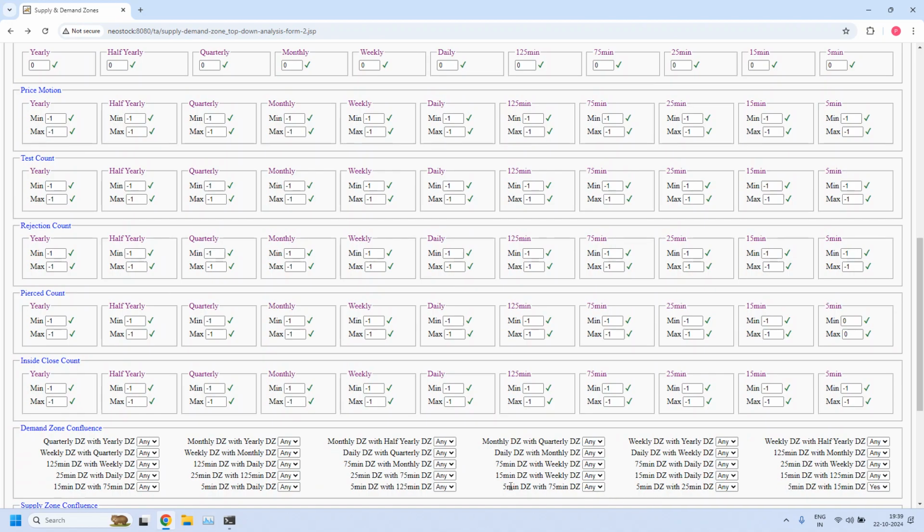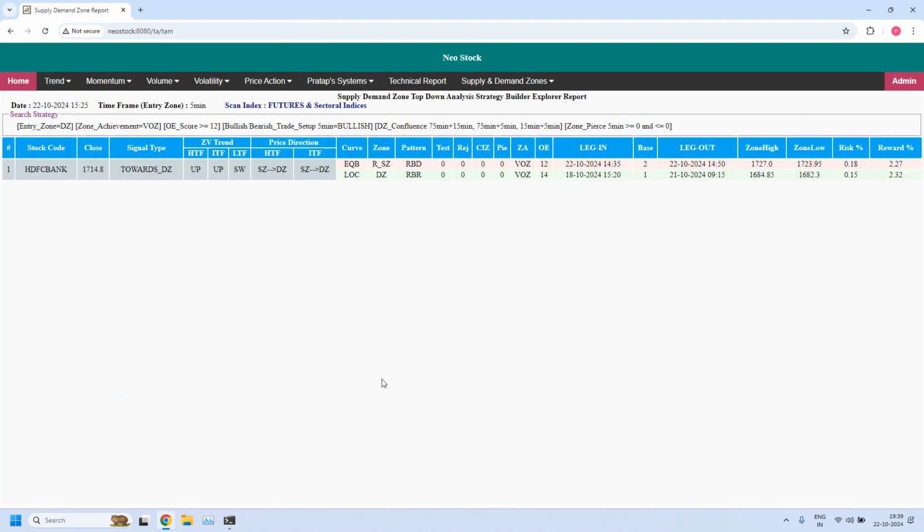So 2 more filters: 5 minutes demand zone with 75 minutes demand zone confluence, and 15 minutes demand zone with 75 minutes demand zone confluence, with all the 3 filters. Yes, it is even supporting LTF, ITF, HTF confluence of the demand zone, because the 5 minutes demand zone is part of the 15 minutes demand zone. Both together are again part of the 75 minutes demand zone. And 75 minutes, that is HTF.